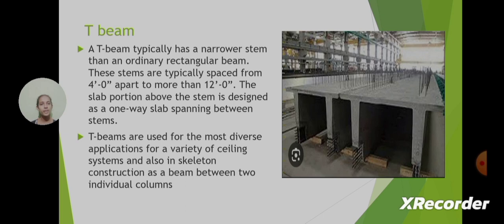T-beam. A T-beam typically has a narrow stem that is narrower than an ordinary rectangular beam. These stems are typically spaced from 4 to 12 apart. Thus, the slab portion above the stem is designed as a one-way slab spanning between the stems. T-beams are used for the most diverse applications for a variety of ceiling systems and also in skeleton construction as the beam between two individual columns.